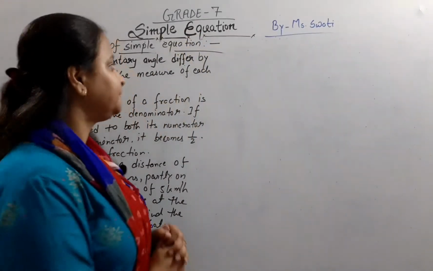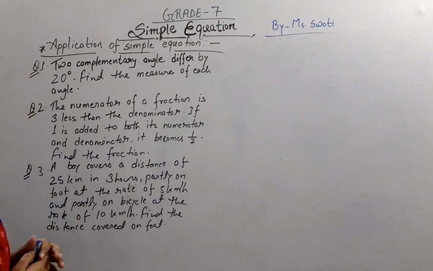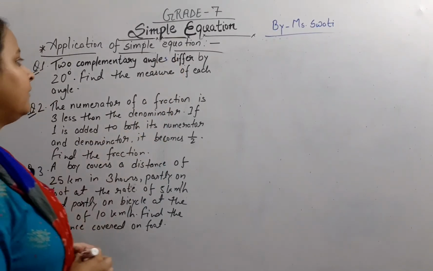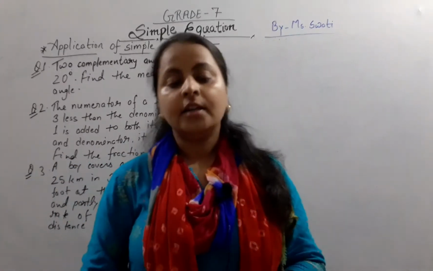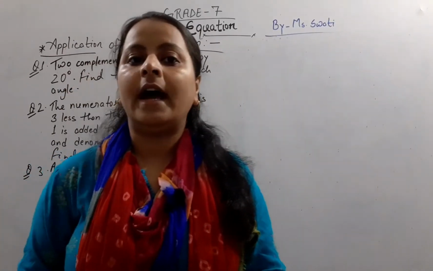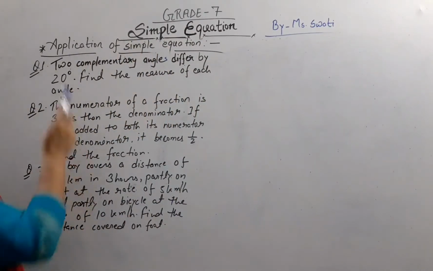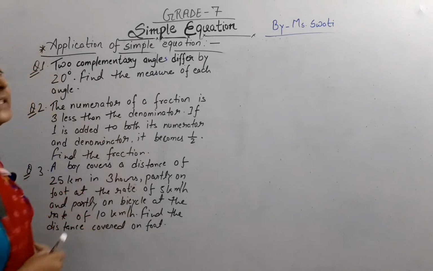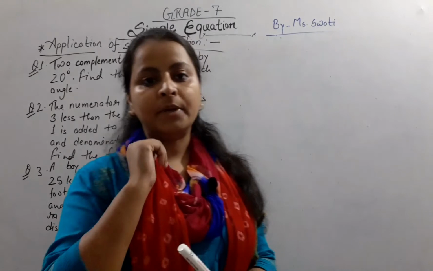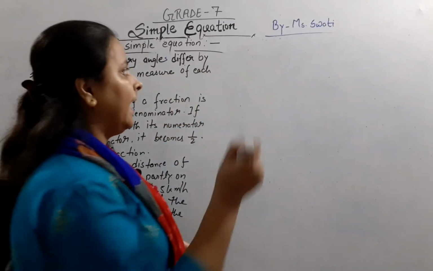So let's start. Our first question is, two complementary angles differ by 20 degrees. Find the measure of each angle. Student, what is a complementary angle? Yes, the sum of two angles is equal to 90 degrees. Here it is given that two complementary angles differ by 20 degrees. It means the difference of the two complementary angles is 20 degrees. We have to find out the angles.